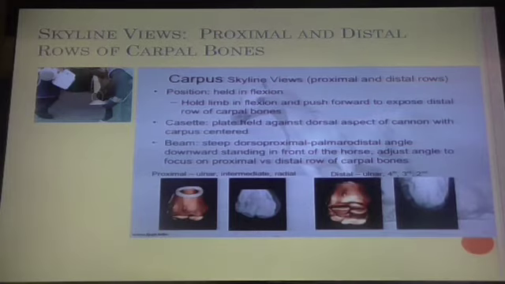Another very quick review, proximal and distal row of carpal bones. Proximal row, use your fist, so the articulation is right down the center. And then the distal row, the articulation is off to the side or lateral. And that's how the view is taken.